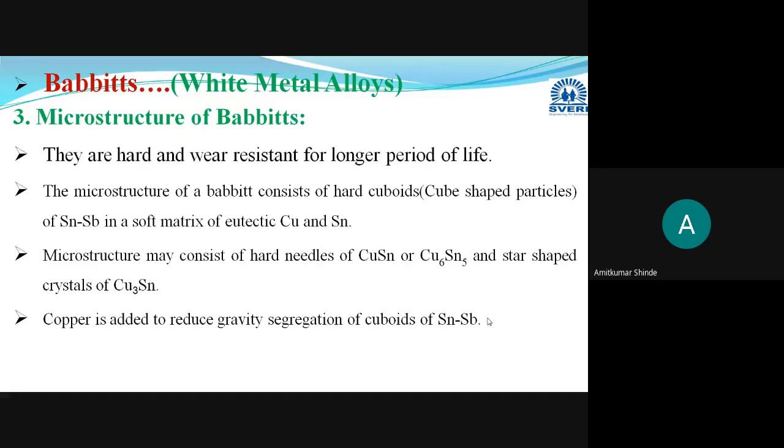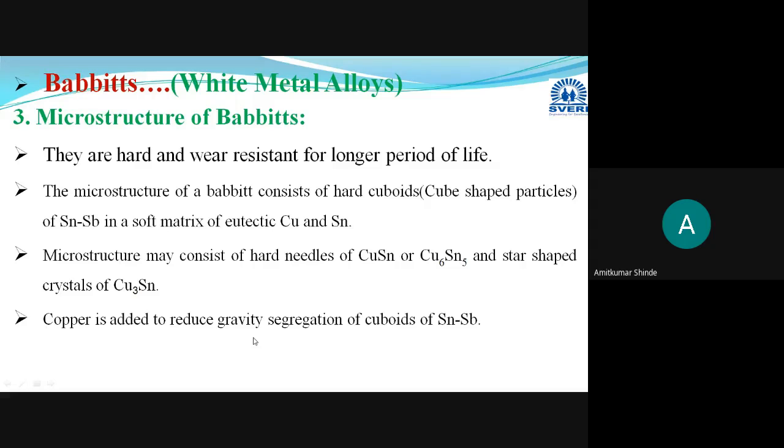Now, to avoid this segregation we are adding the copper. Copper will form some complex compounds, which I have mentioned here, CuSn and Cu6Sn5. Due to the formation of these complex compounds, the segregation of these cuboids does not occur. Segregation will be avoided.